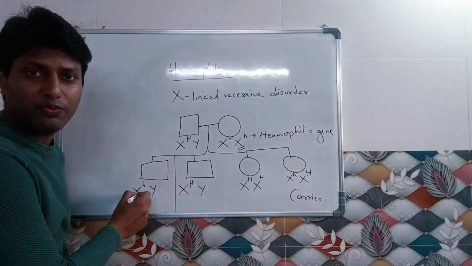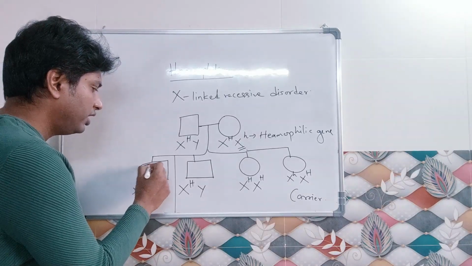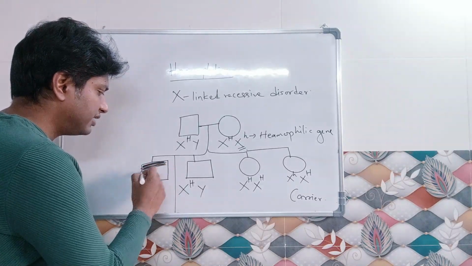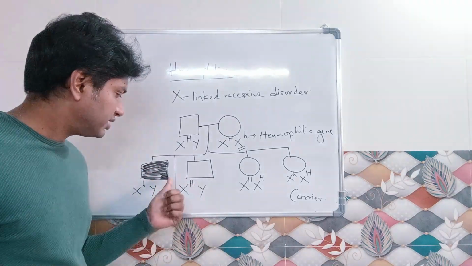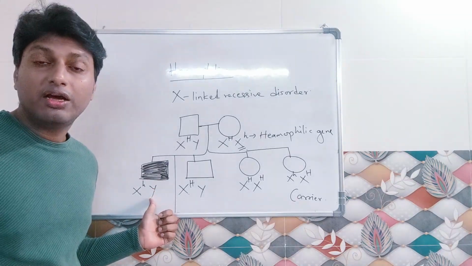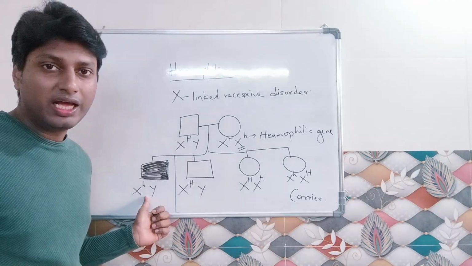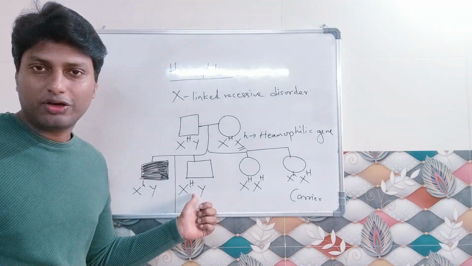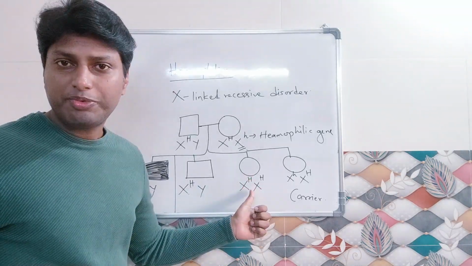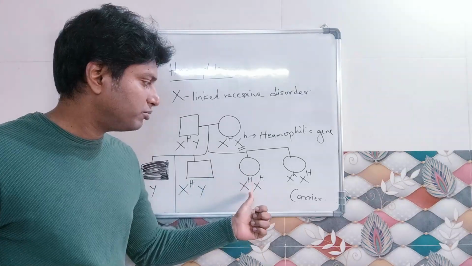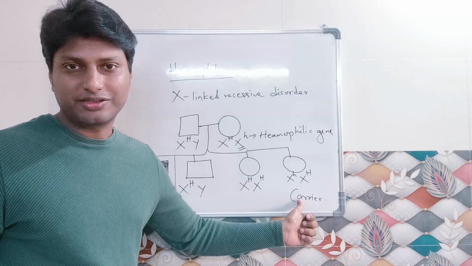This particular son had one hemophilic gene. This son is going to suffer from hemophilia. So I am going to shade this, dear students. If you talk about the ratio, out of all the sons, 50% of the sons will be suffering from hemophilia, and 50% of the sons are going to be normal sons. Now let's consider the daughters. 50% of the daughters are going to be normal daughters, and 50% of the daughters will be carriers.